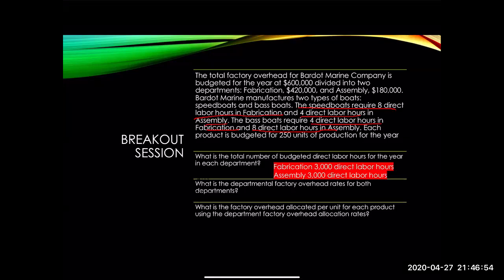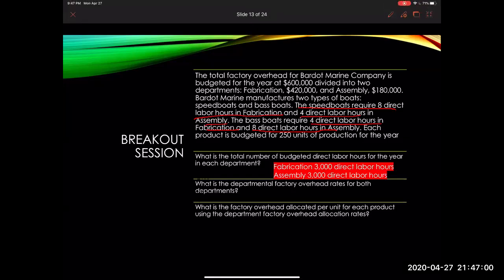Okay. All right. So then next, we have the next question. There we go. What are the department factory overhead rates for both departments? Now this is where we would use our handy dandy little formula that we have. So it should be $140 per direct labor hour for fabrication and $60 for the assembly.